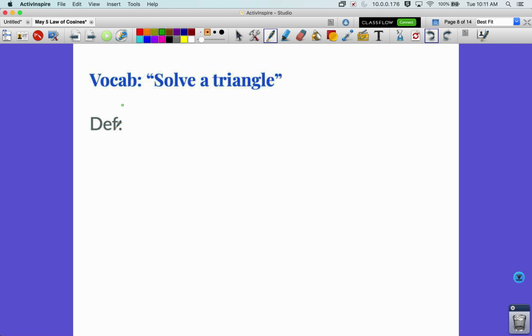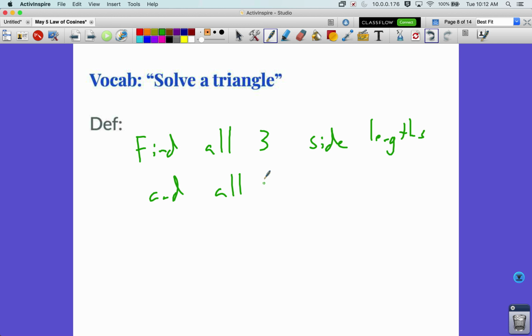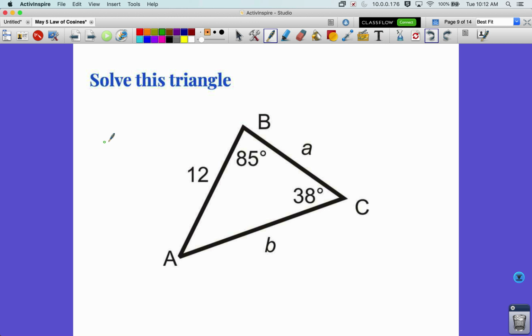All right, so what does it mean to solve a triangle? If you were told to solve a triangle, this is what you're expected to do. Find all 3 side lengths and all 3 angles. That's what it means to solve a triangle. So here we've got a triangle. We need to solve it. So we need to label everything that's missing here, including this angle here and these 2 side lengths.